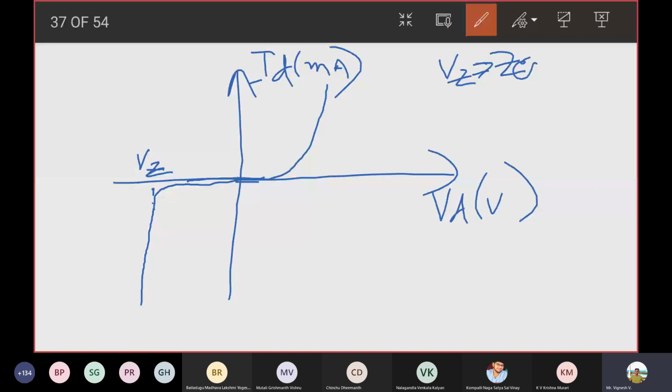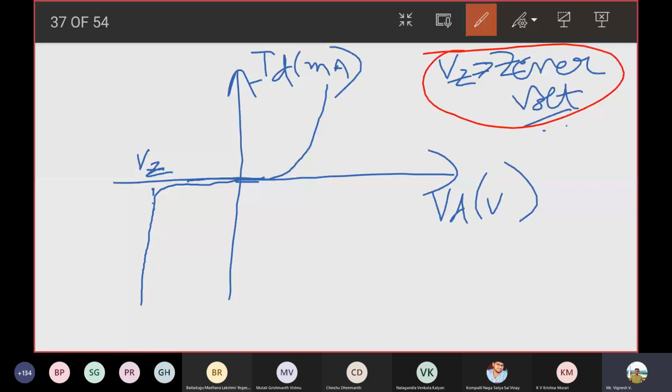There's a very important reason why you would want to operate in the breakdown region. The reason, as I told in the previous class, is if you look at the VI characteristic, the current keeps on changing from one point to another point, whereas the voltage is almost constant, right? There is not much difference in the voltage from this point to this point. It's almost the same. There is some change, but a very minuscule change.